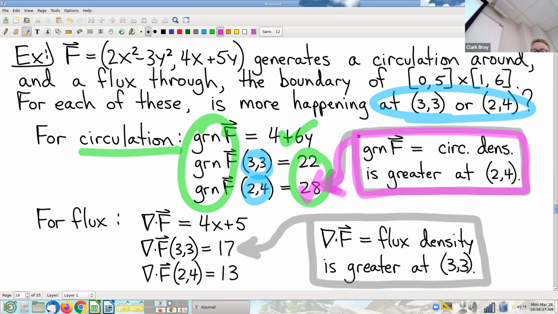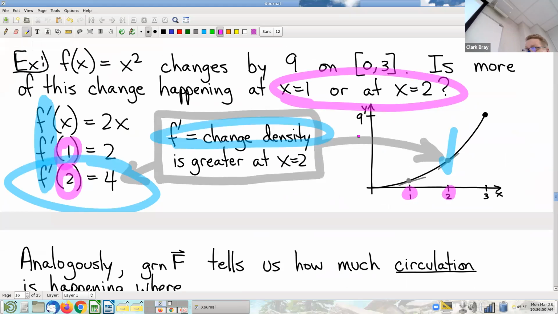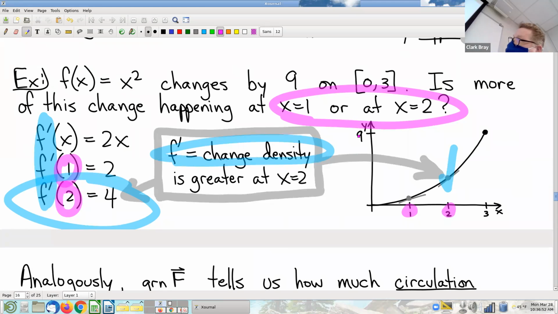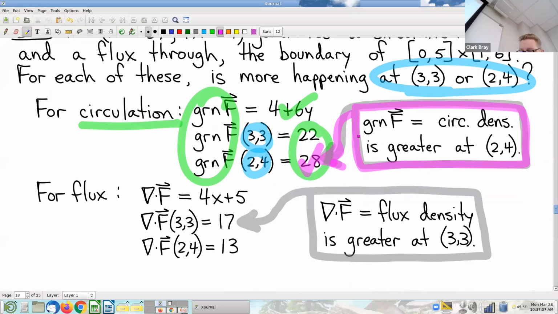And so that's the point where there's more circulation happening. And I know there's more circulation happening there because the circulation density is greater there. This is exactly the same argument, and I encourage you to try to develop the same intuition that I claim there's more change happening here because the change density is greater. Same idea, different geometry.